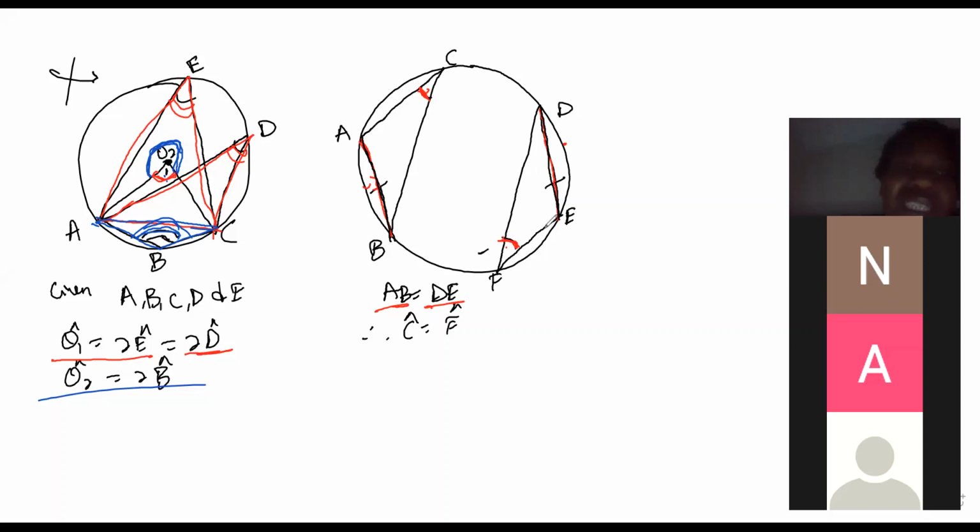So this chord subtends that angle, right? Subtends this angle C, right? Chord AB subtends angle C. But we said chord AB is equal to chord DE, so they subtend equal angles. This chord which subtends this angle is equal to this chord, and this chord subtends angle A. Therefore, their angles are equal because equal chords subtend equal angles on the circumference of the circle. It must be on the circumference of the circle. Okay.